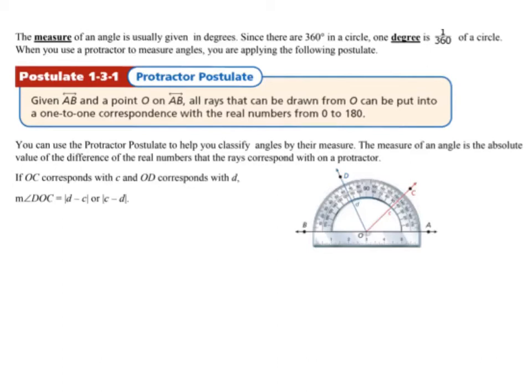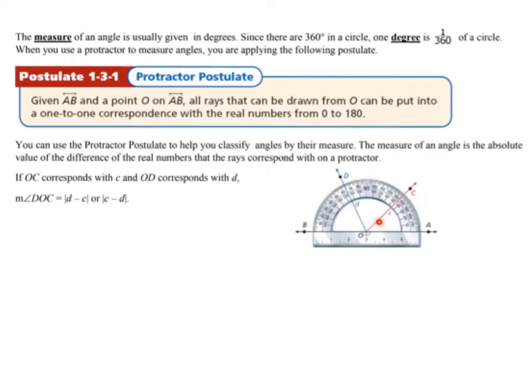Since there are 360 degrees in a circle, 1 degree is 1/360th of a circle. When you use a protractor to measure angles, you're applying the following postulate. Postulate 131, the Protractor Postulate. What this postulate says is that if I'm given line AB, because we have that symbol, line AB, and point O on AB.